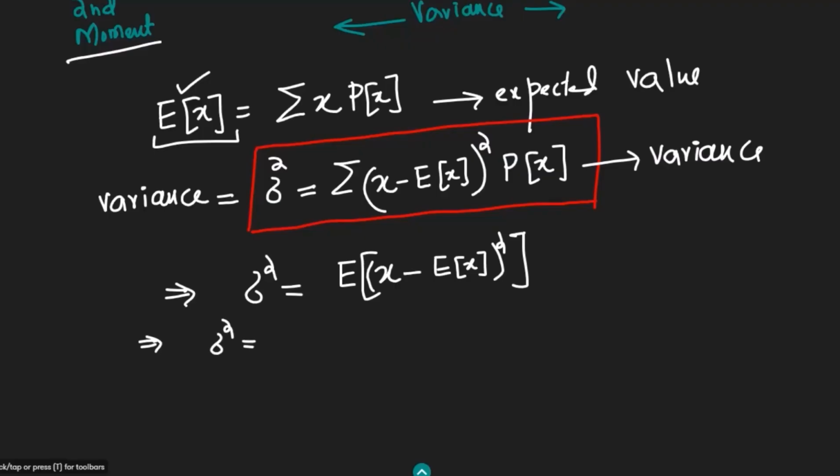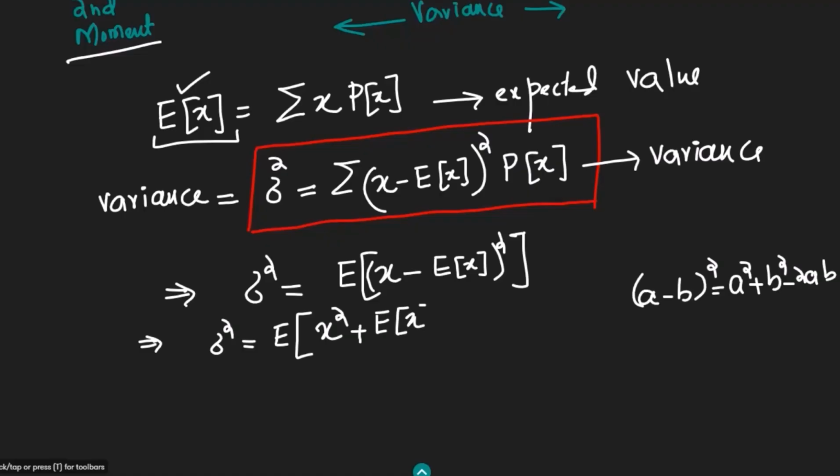In order to open it, as we can see this is x minus E x, so we can use the a minus b whole square formulation, and here in order to apply it, I will get a square plus b square minus 2ab. So applying this formula here, we will get x square plus E x whole square minus 2 x E of x. According to the formula, when we have opened it, I will get this thing.